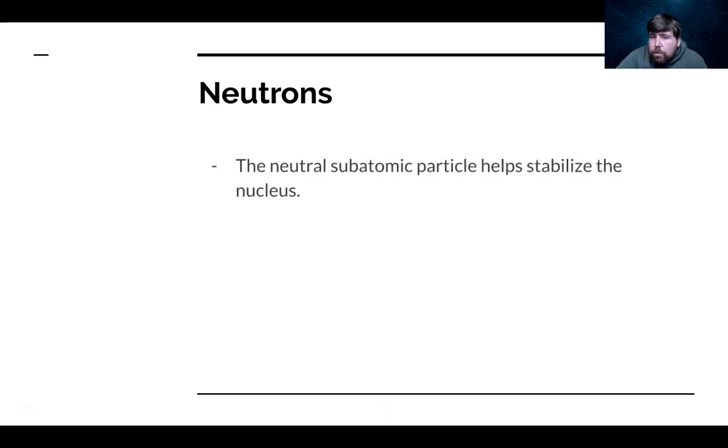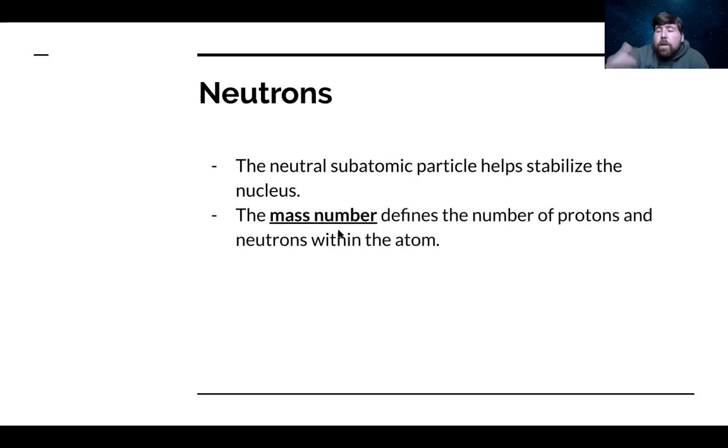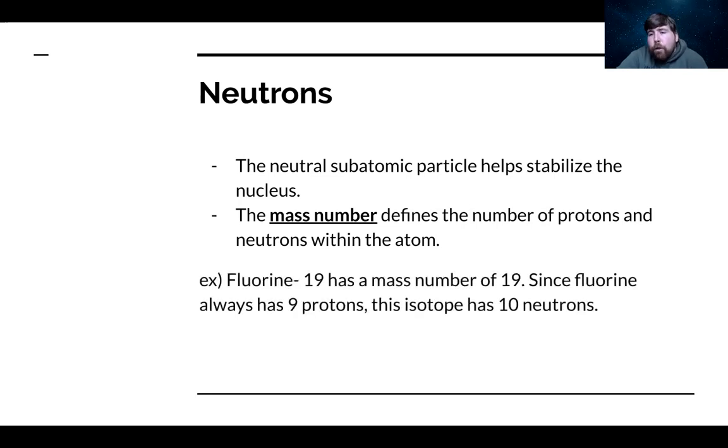As far as neutrons go, remember neutrons are the neutral subatomic particles, which help stabilize the nucleus. One of the things that we can get from this is the mass number. The mass number is specifically defined as the number of protons and neutrons within the atom. So fluorine-19 is the only stable isotope of fluorine. We'll get to that in a little bit. But it has a mass number of 19. That's the number that's always listed after it. Since fluorine always has 9 protons, since the atomic number is 9 from the periodic table, this particular isotope, fluorine-19, has 10 neutrons. 10 plus 9 is equal to 19.